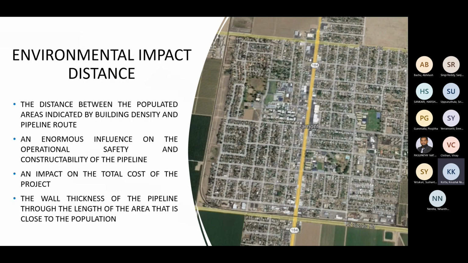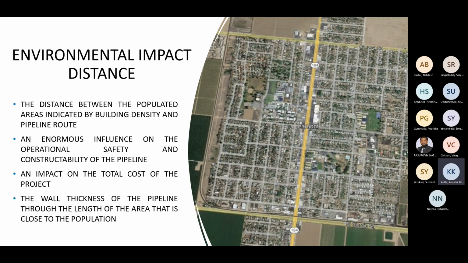So for the environmental impact, it plays a major role in influencing operational safety and constructability of the pipeline. Also, knowing the population density has a major role in determining the wall thickness of a pipeline through the length of the area that is close to the population. If the pipeline is very near to the population density, then the pipeline wall thickness would be different than the pipeline which is far away from any populated area.